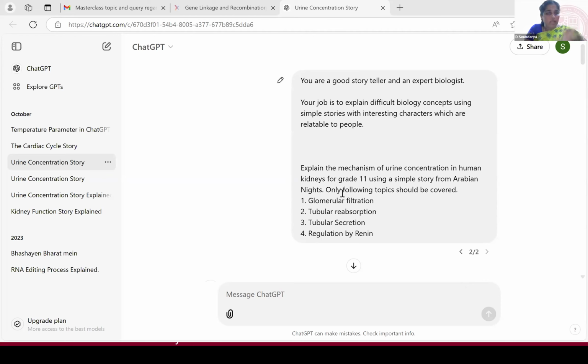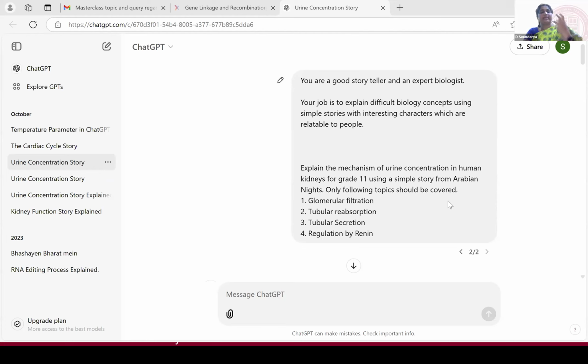And I have given which story I want them to find. So I have told them I want the mechanism of urine concentration for grade 11 using a simple story. And I have given a very interesting story here from Arabian Nights. I mean, I want the characters to be from Arabian Nights. I'm sure all of us during our childhood would have seen this cartoon called Aladdin. And these characters we all relate to.